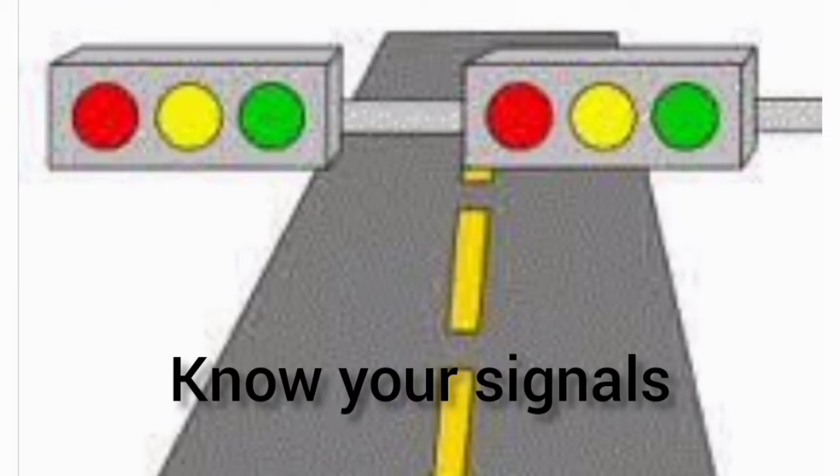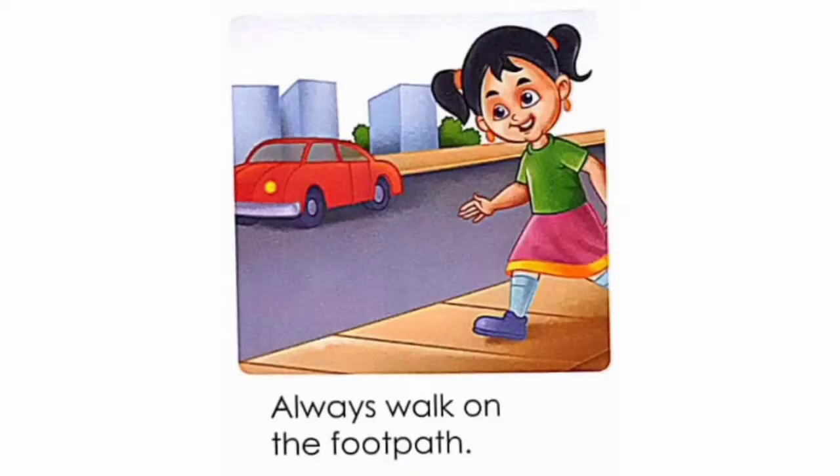Let's see some basic road safety rules and regulations. Know your signals. Kids, do you know there are signals on all four crossroads? In each signal, there are three lights: red, yellow, and green. Red means to stop, yellow means to wait, and green means to go.